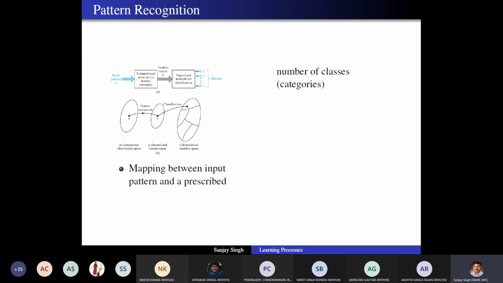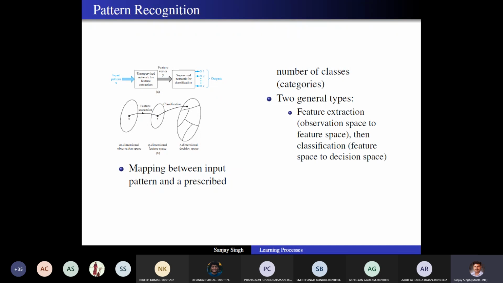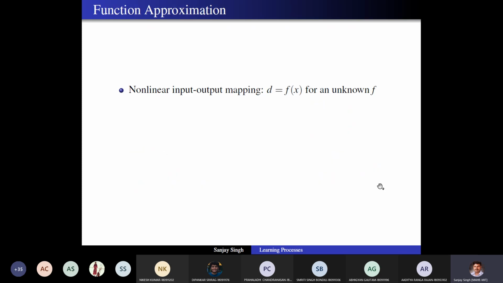You can relate pattern recognition to the movie scenario story I was talking about. Here, mapping between input patterns and a prescribed number of classes can happen. There are two general types: feature extraction, that is from the observation space to the feature space, and then classification, that is from the feature space to the decision space. As a single step you can also go from observation space to decision space, meaning only one kind of learning is done.